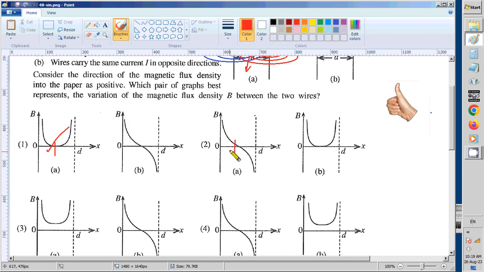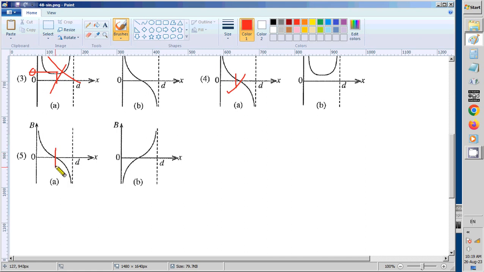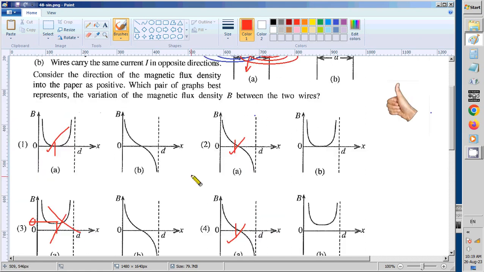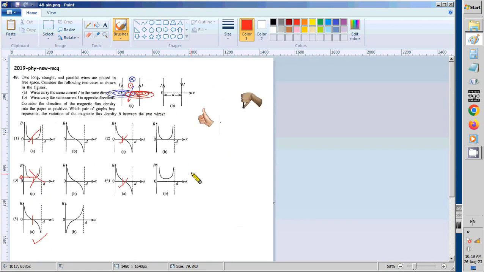Resultant 0 at the center, correct? Resultant not 0, it is a positive value, so wrong. Resultant is 0 at the center, so correct. So there are four answers now that are correct, so we have to do further.